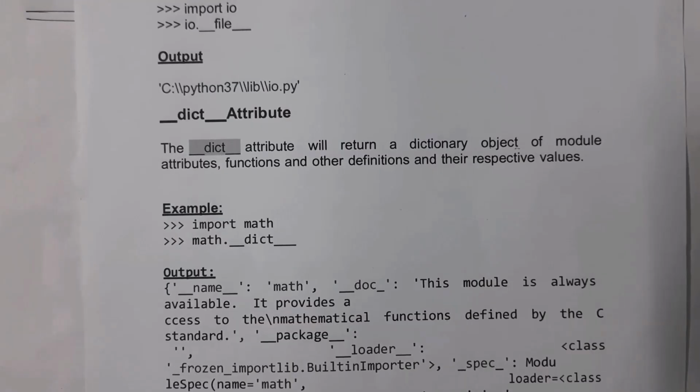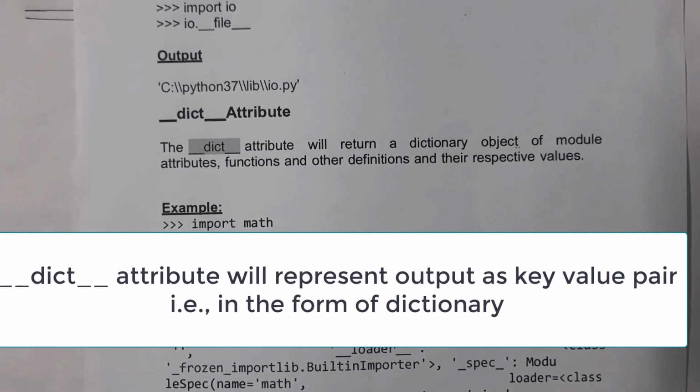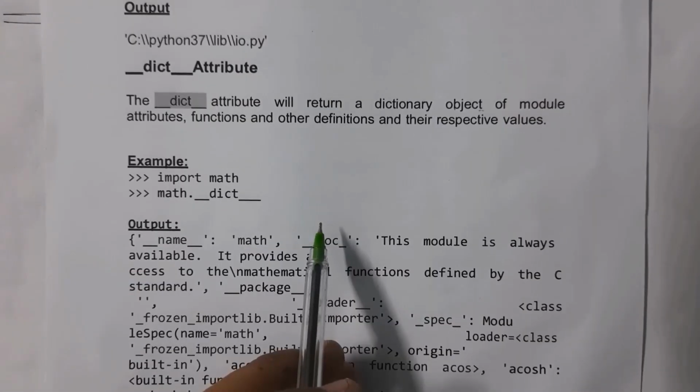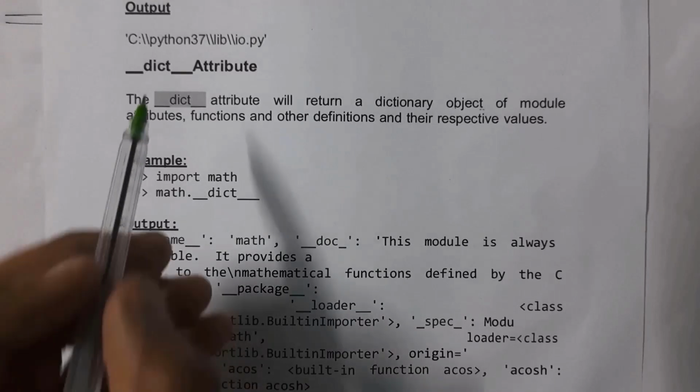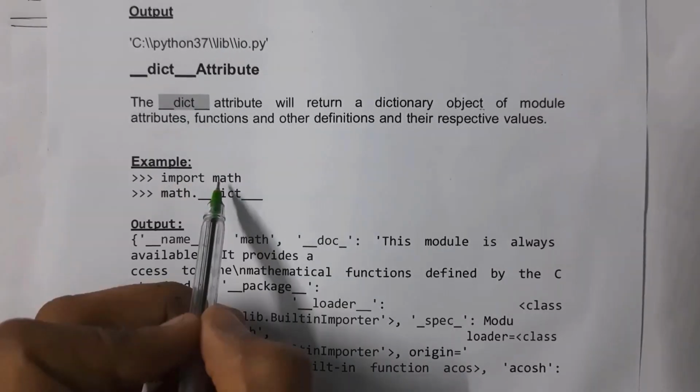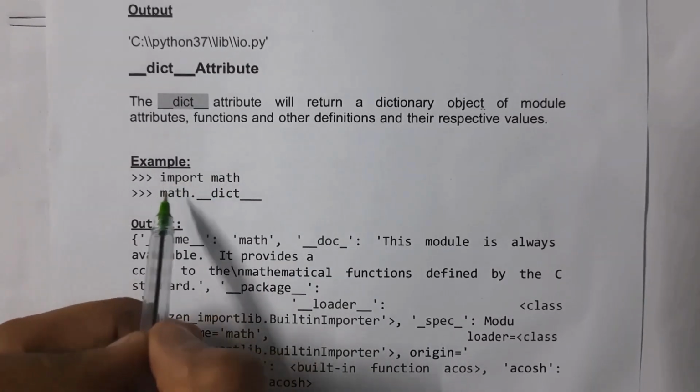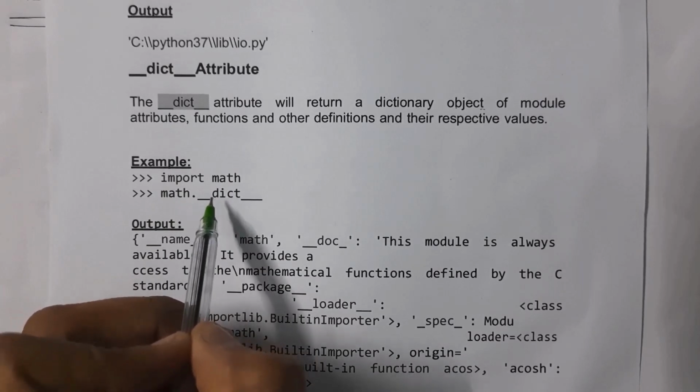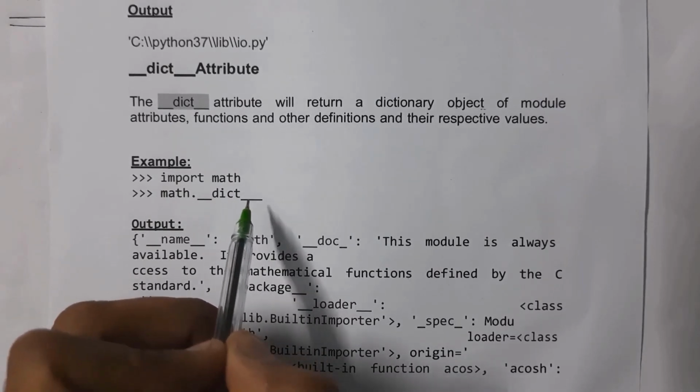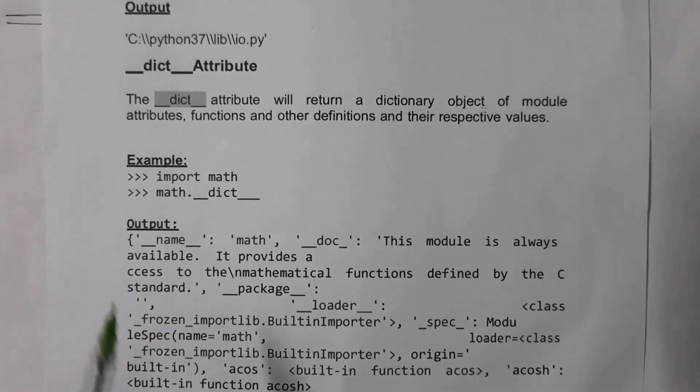Let's find what is the use of the dict attribute, where dict stands for dictionary. Each and every object in Python has an attribute, which is denoted by the dict attribute. I imported math module, and next I wrote here math.__dict__, and whenever I write this and I click enter, this is my output.